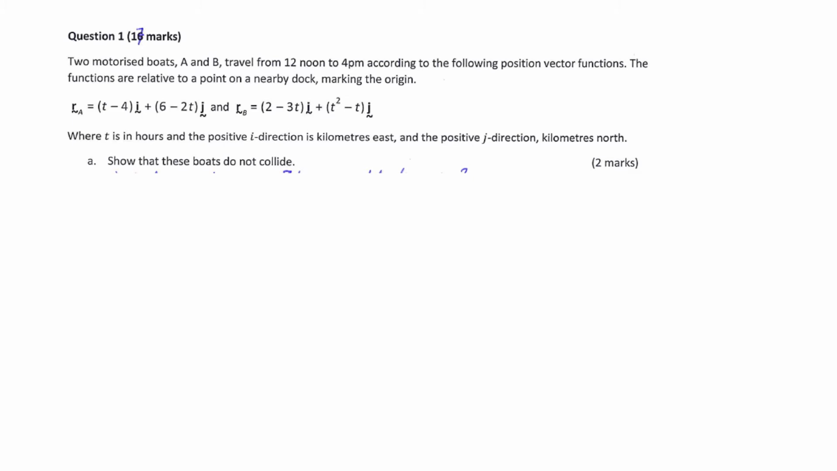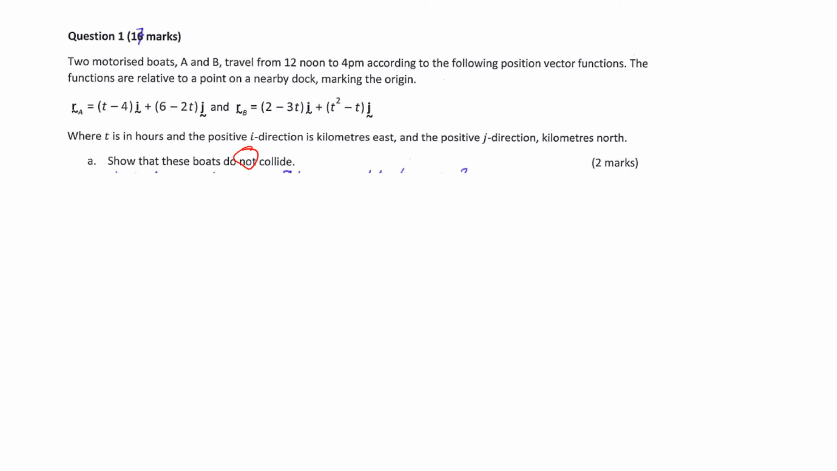There's boat A and boat B. Okay, now it's relative to a point on a dock nearby, marking the origin. T is time in hours, and the positive i direction is kilometers east, positive j direction, kilometers north. Okay, very nice. So they're like compass directions, if you like. Show that these boats do not collide.